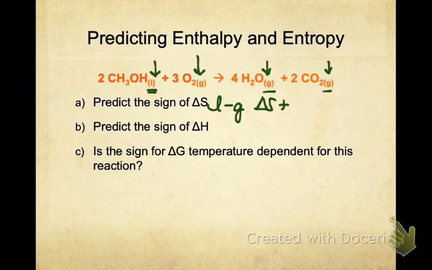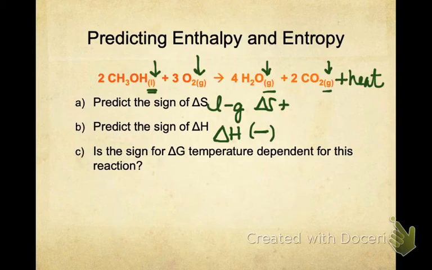The next thing that we want to do is predict the sign for delta H. Well, I told you that this is a combustion reaction, and we know that heat is given off as a product in combustion reactions. I can even write that in here. I didn't because I didn't want it to be too easy for you to answer the question. But if I predict the sign of delta H, because I know heat is going to be given off, delta H is going to be negative because it's giving off heat.